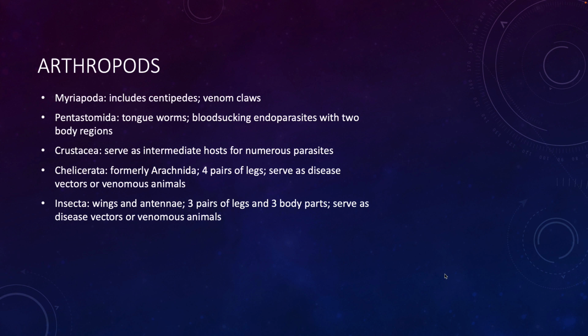Then we have the insects, the insecta. They have wings mostly and antenna, but we call them insects when they have 6 legs, right? 3 pairs of legs and 3 body parts. They'll have a head, a thorax, and an abdomen. They can serve as disease vectors and also as venomous animals.